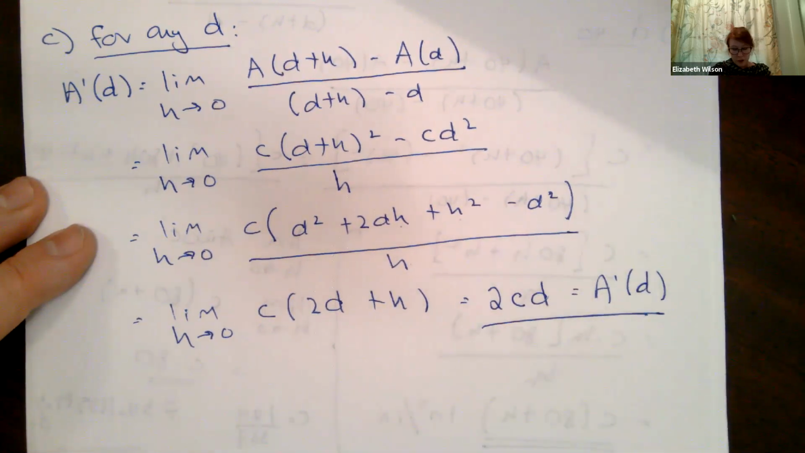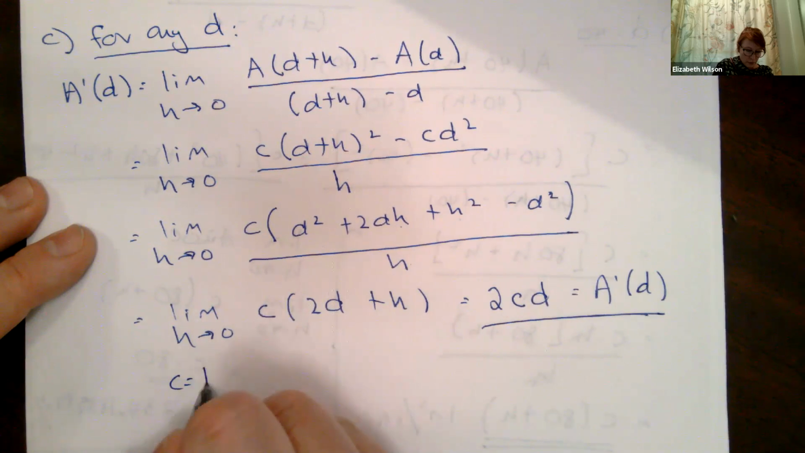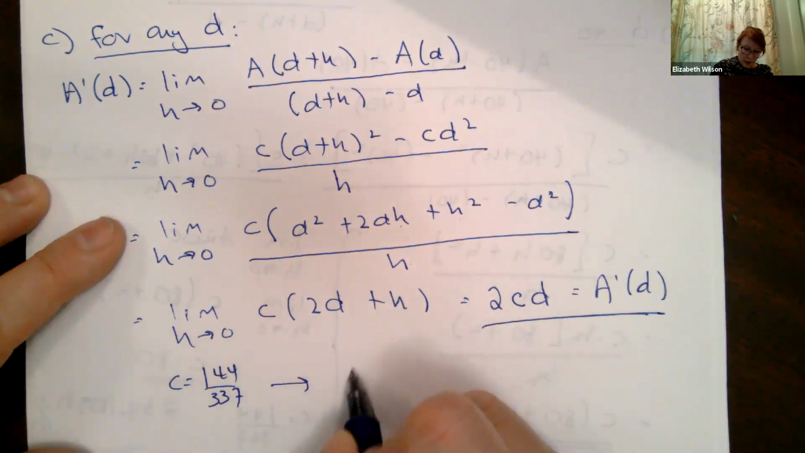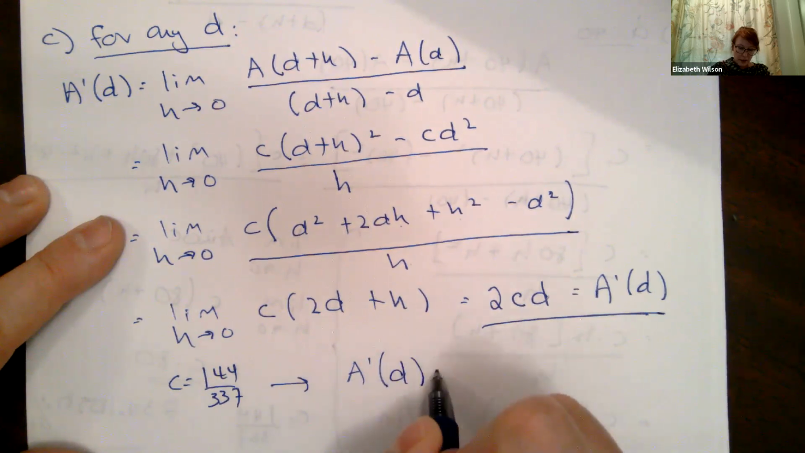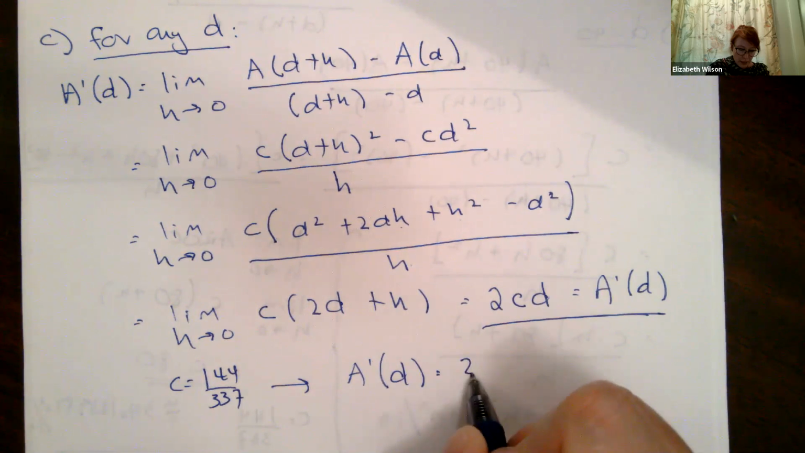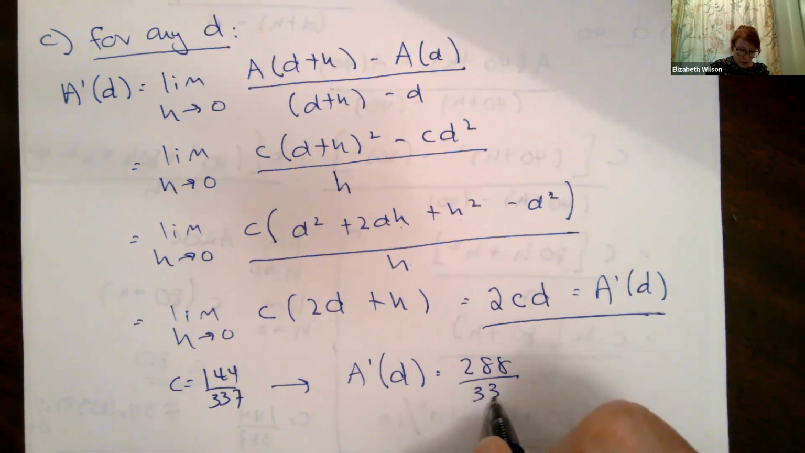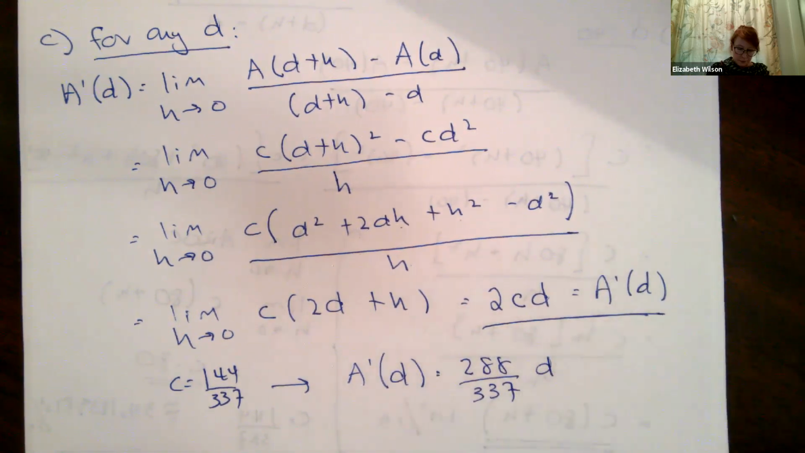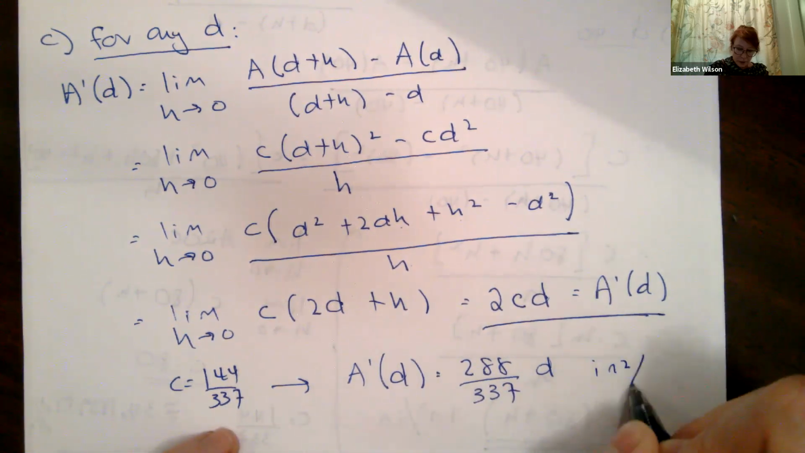If C is equal to 144 over 337, my derivative, my instantaneous rate of change for any particular D value, is going to be equal to 288 over 337 times D. And this is going to be inches squared per inch.